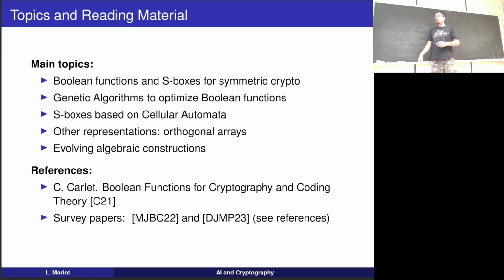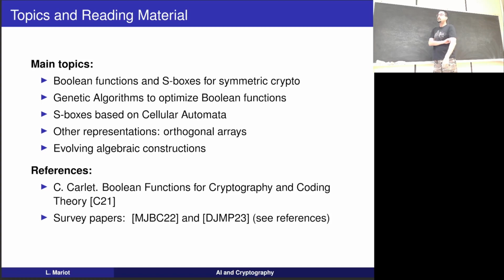Then we will show also that Sboxes can be evolved through evolutionary algorithms using a specific model that is also studied in the domain of artificial intelligence, that is cellular automata. So cellular automata are a model for discrete complex systems in particular.